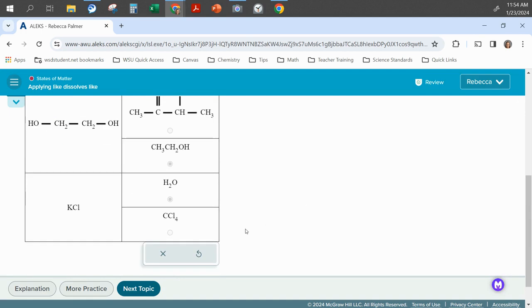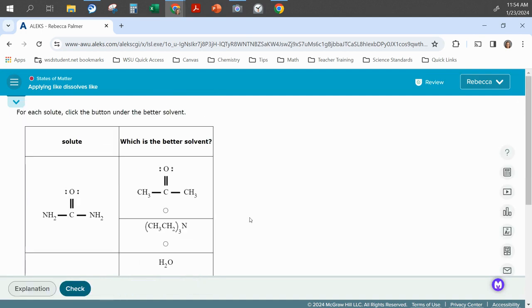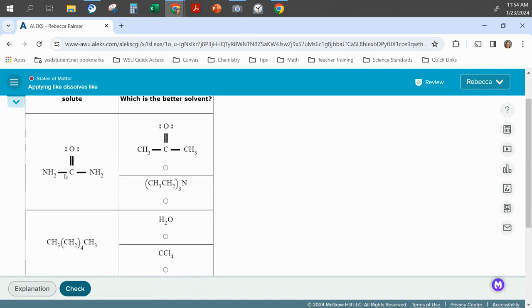Okay. Let's go to the next one. All right, here we have, oh, we saw this molecule already. This one has hydrogen bonding.